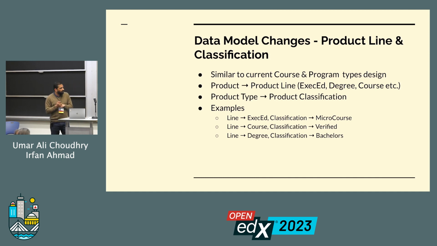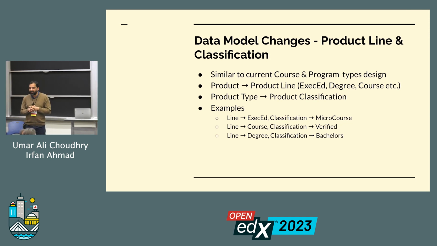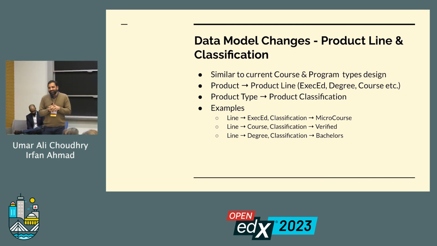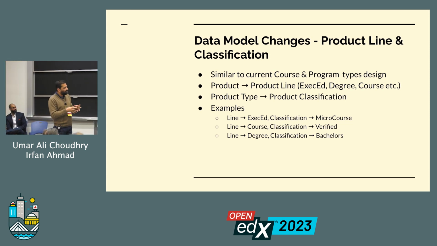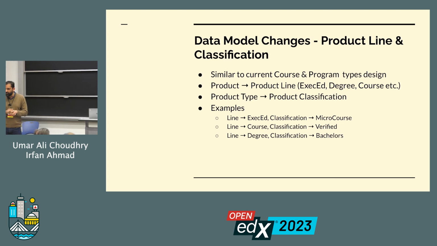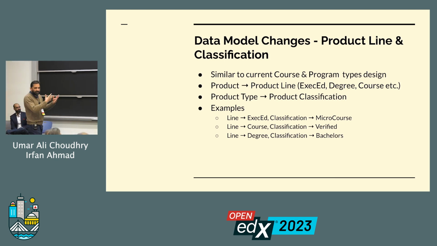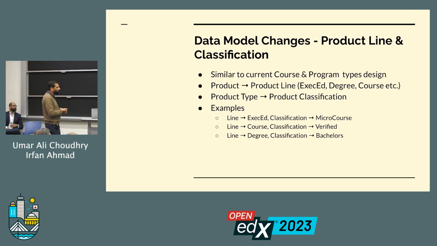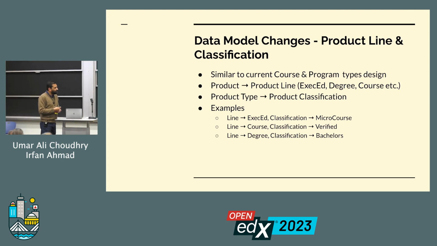And then finally, the product line classification. It's essentially one more level of indirection. So we are adding this product line, which is executive education, degree. Currently, we only have one line, which is actually two, course and programs. But we can add executive education, degree, and so on. For example, for executive education, you can add classifications such as micro course, bootcamp, and so on.